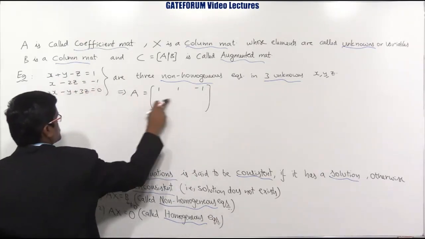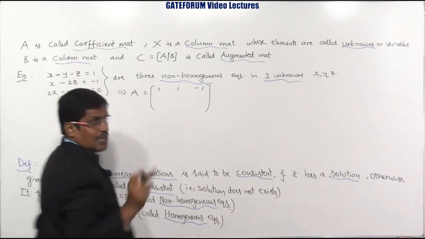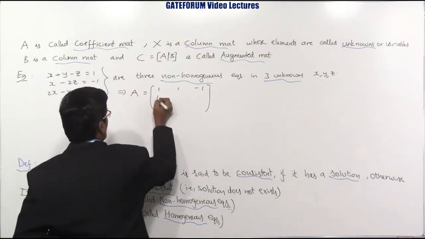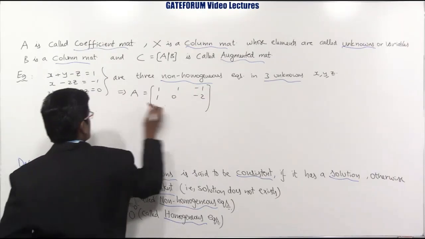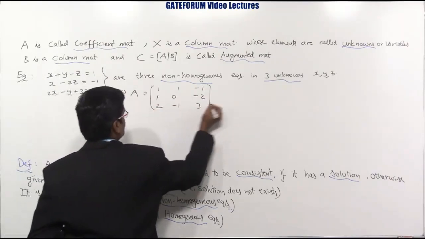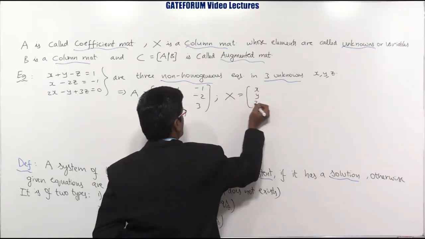Second equation corresponds to second row. X coefficient 1, y is absent. When a variable is absent, its coefficient is 0. So 1, 0, z coefficient is minus 2. Third row equation, all variables present: 2, minus 1, 3. X is a column matrix containing the variables x, y, z.